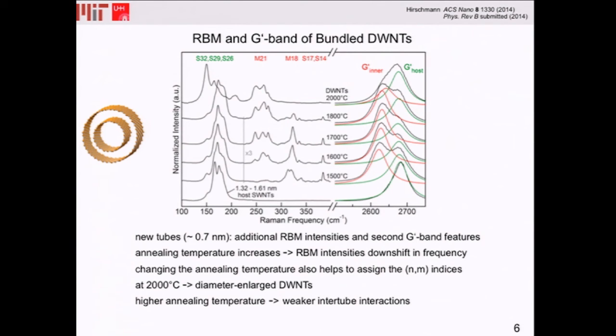Which means that by increasing the annealing temperature, the diameter of the inner tubes also starts to increase. And you see here very well that at 1500 the radial breathing modes are at frequencies of more than 300 wave numbers, and then later at 2000 degrees you see also that the host tubes start to be larger, so the diameter is going to be larger, which means that at temperatures over 2000 degrees you produce diameter enlarged double wall carbon nanotubes.